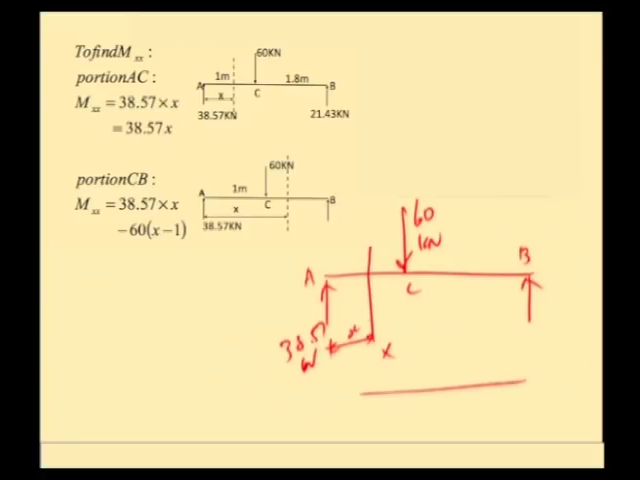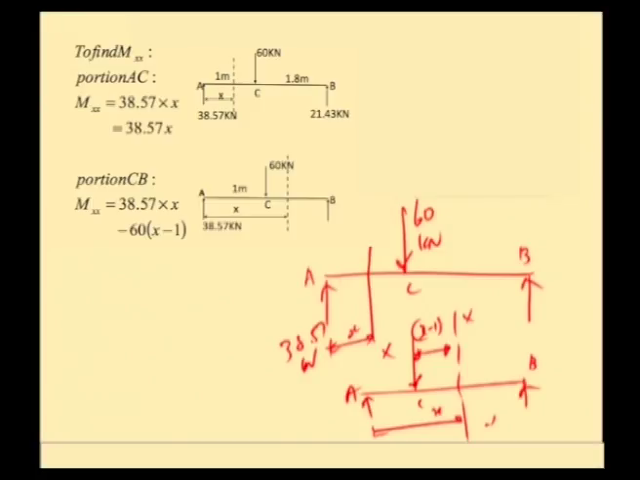Then portion CB. We have portion A, B, C. Consider section XX and let the distance be x. Now we will be requiring the distance between the 60 kilonewton load and section XX, which will be equal to x minus 1 meters, because we have x up to the section and portion AC is 1 meter. So, x minus 1 will give the distance between the 60 kilonewton load and your section.